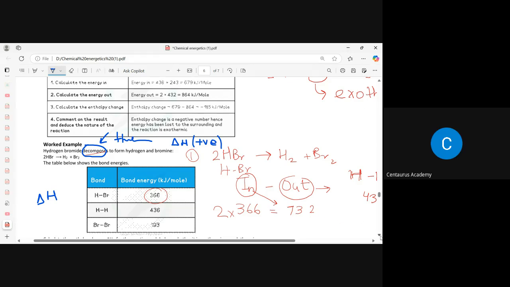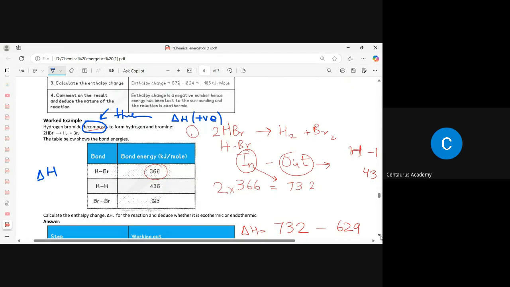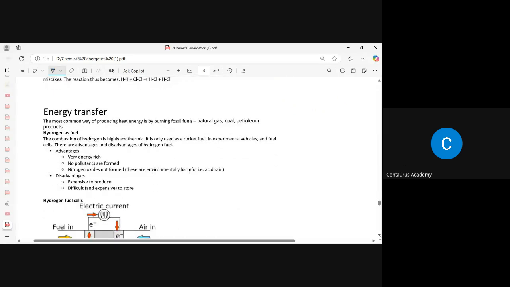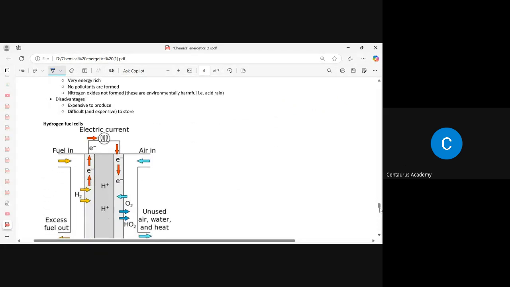What did you do here? I did for the delta H value 2 multiplied by 366, which is HBr. We have two bonds of that. Then I subtracted it from the energy which is released, like 436 plus 193, and I got the answer positive 103. Very good. So this particular reaction is an endothermic reaction, which is why you got the value of delta H positive. Okay, so let's do a few questions related to this.